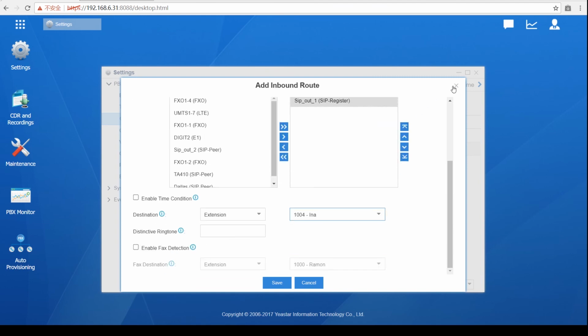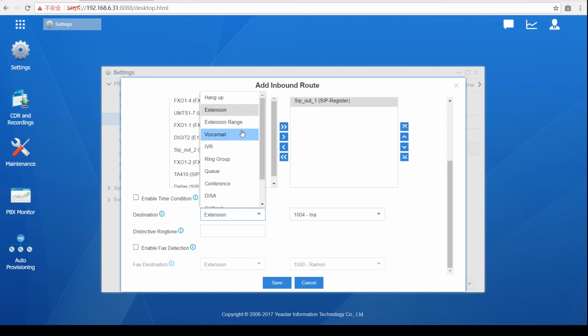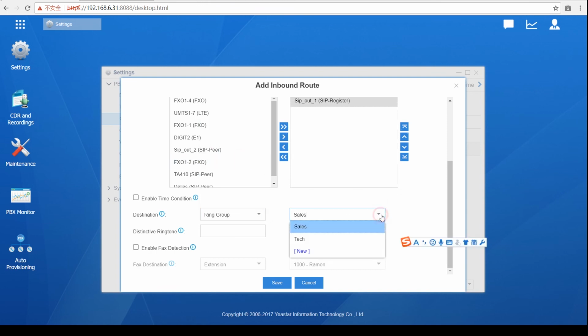We can go to the destination and choose ring group, and here we find the sales ring group that we have already made in this PBX. If you want to know how to configure a ring group, you can check out the videos of our trainings on the more basic level configuration. So now we have chosen sales.